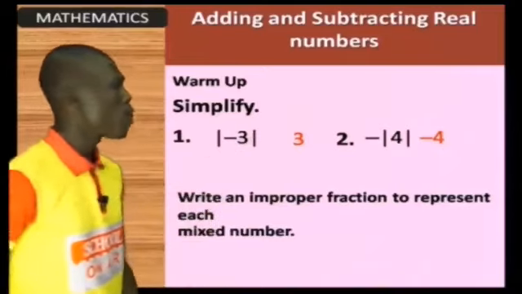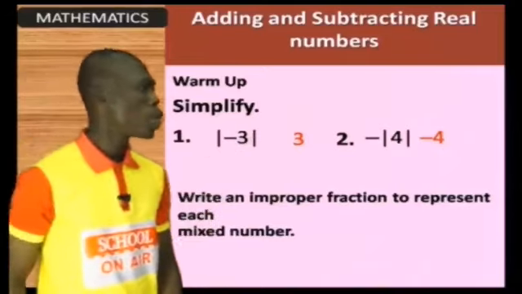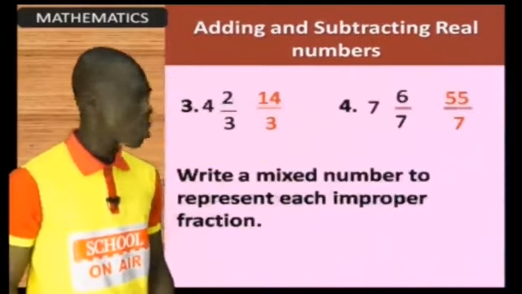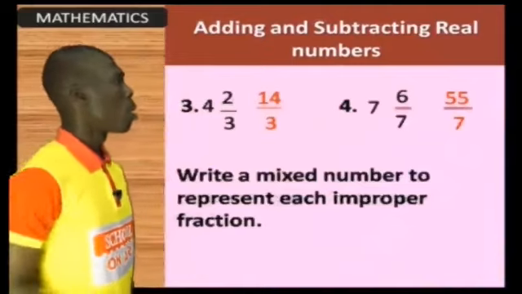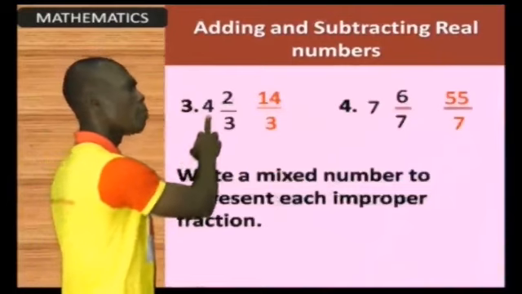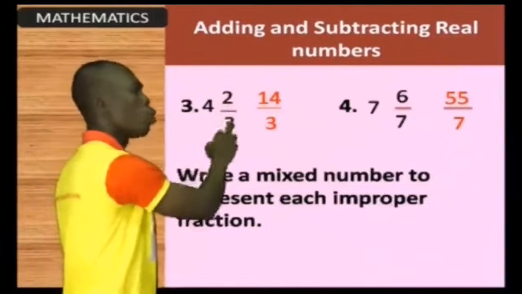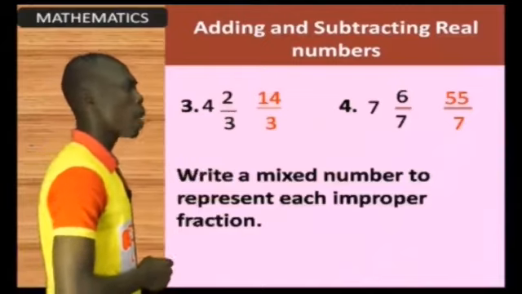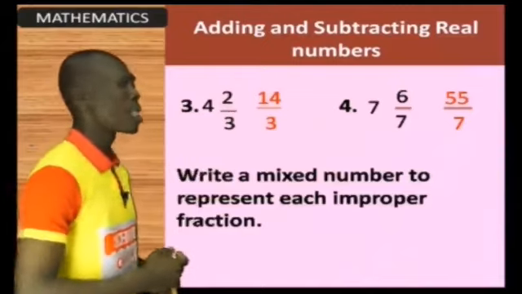Write an improper fraction to represent each mixed number. So we have some mixed numbers, and then we have to write an improper fraction to represent each mixed number. Here we have 4 whole number 2/3. That is 4 2/3. So we have to express that as an improper fraction.